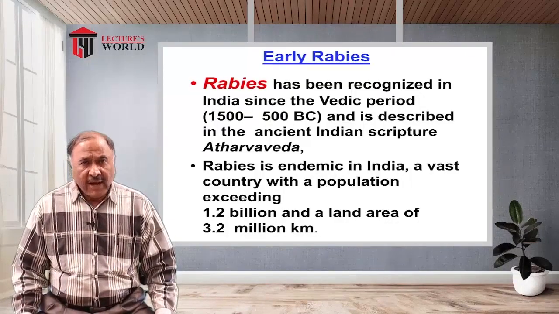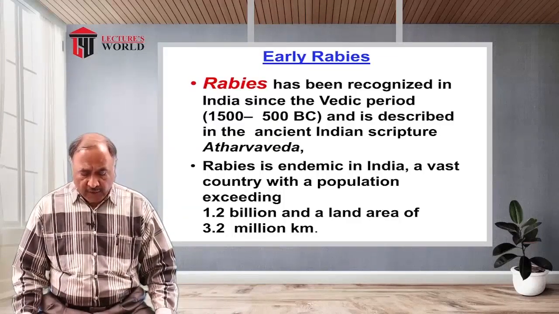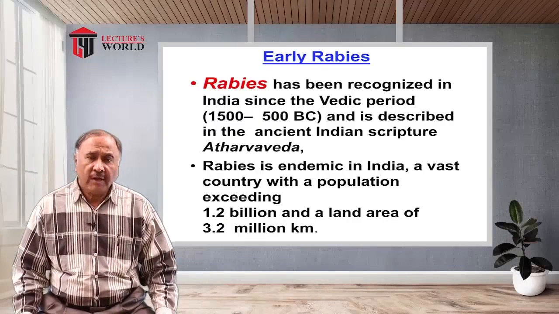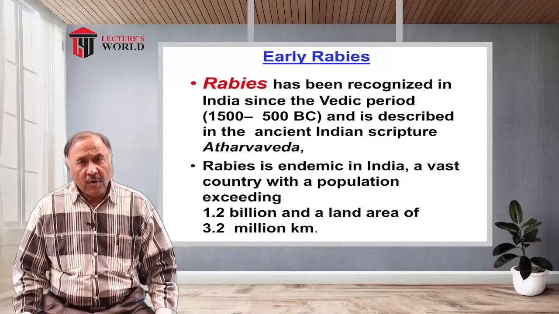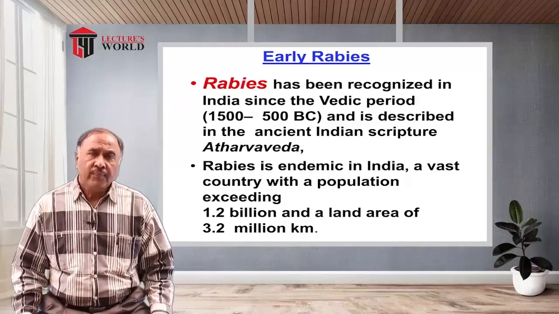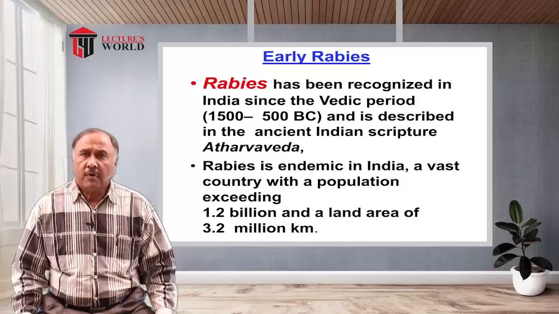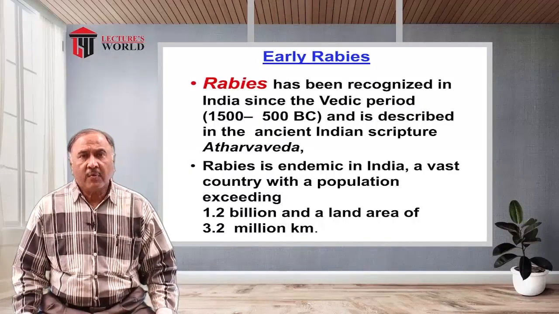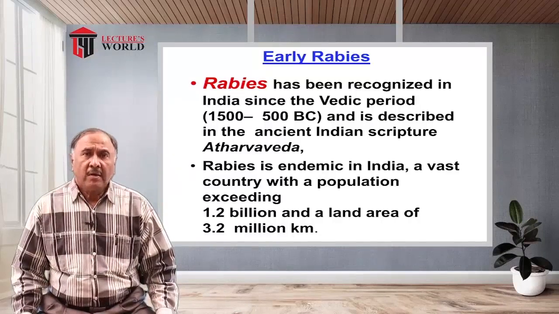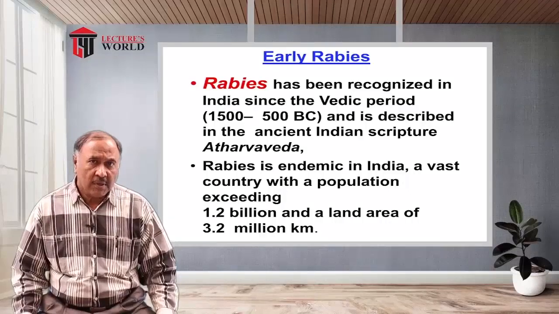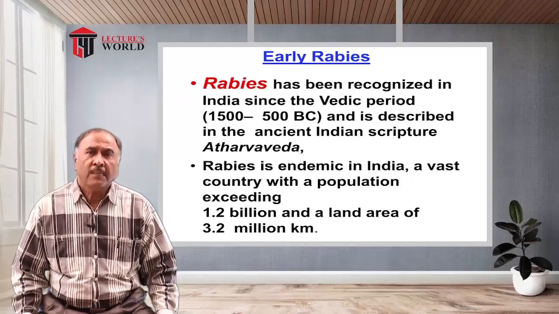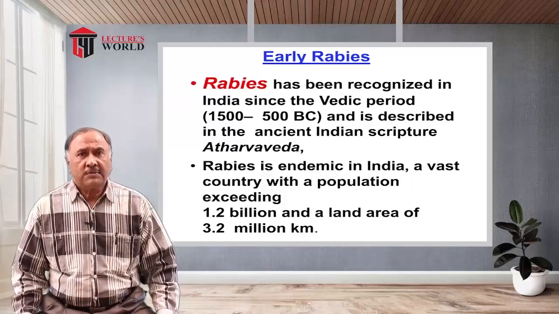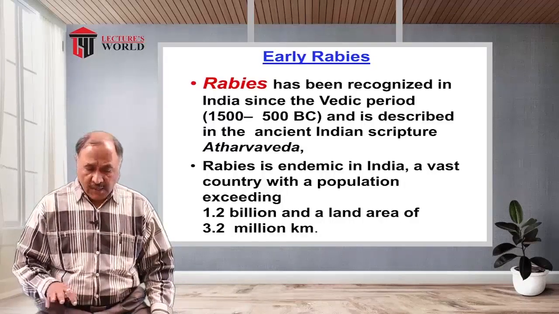And it is an endemic disease in India, a vast country with a very large population, where you will always find a few cases reported from some points. That is what we call endemic. In contrast to pandemic, where the disease is widespread over a large part of the world, an endemic disease is the one which occurs at regular intervals in various parts.